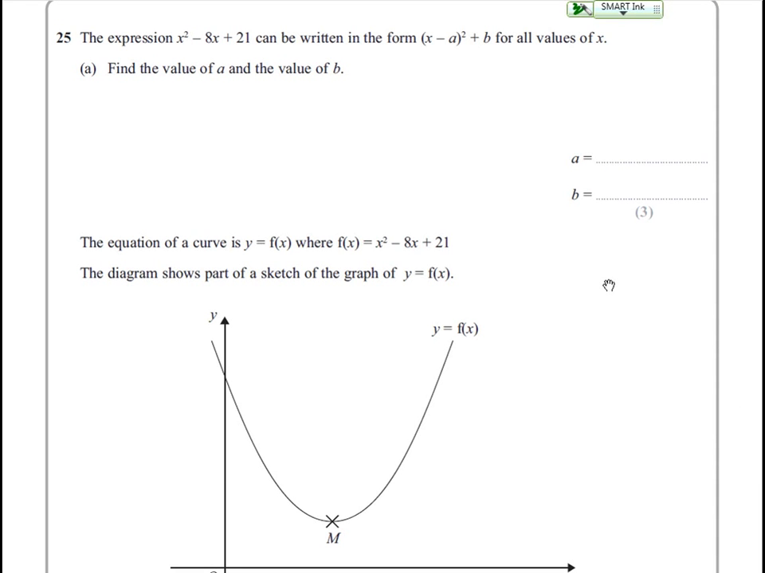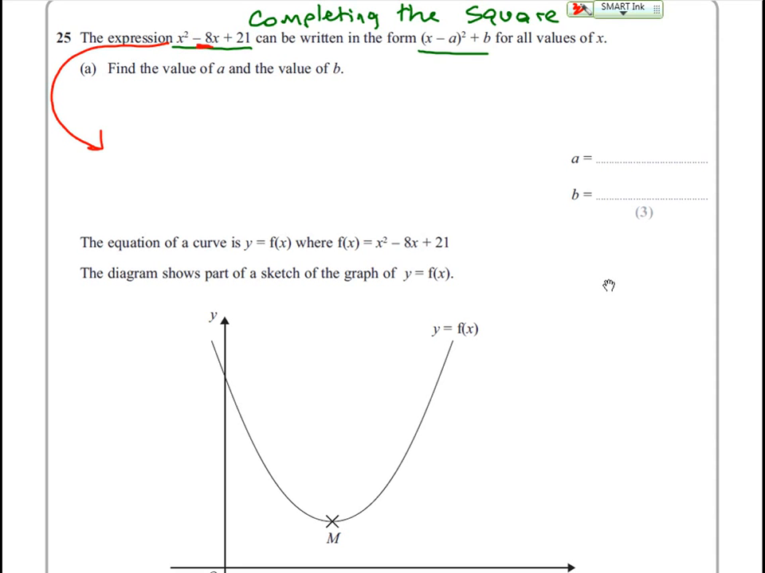The expression x squared minus 8x plus 21 can be written in the form of this for all values of x. This is actually called completing the square. It's told you the form to put it in. So what we have to do is complete the square on this. Hopefully you've learnt it. If not, I'll give you a quick demo.